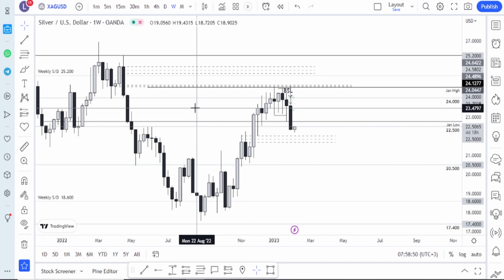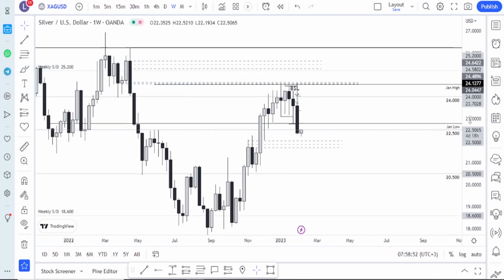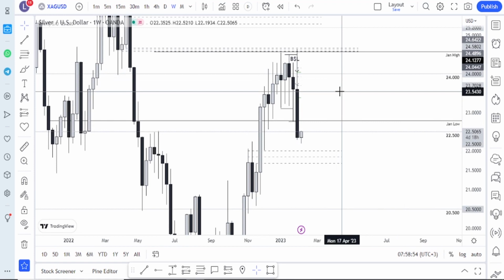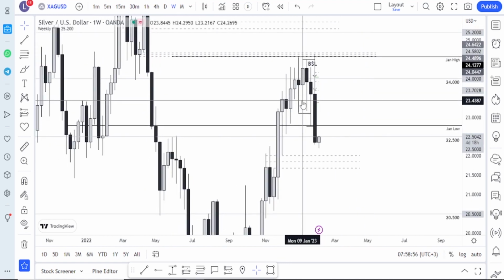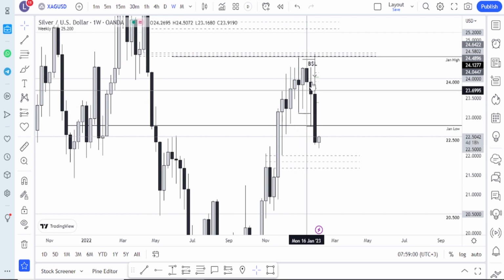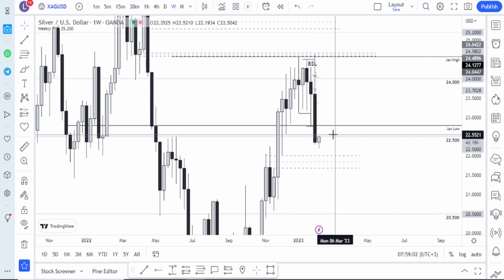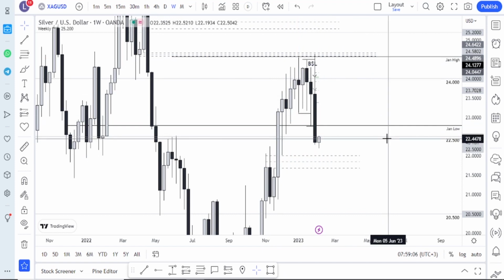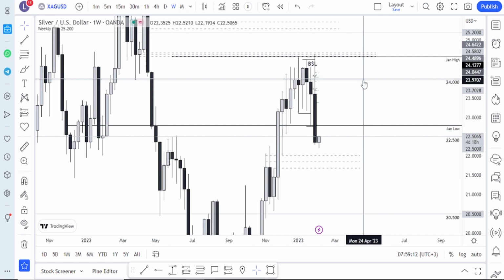We start on the weekly. You can see that after all this weakening to the downside, building up this sell side liquidity, price finally traded lower and took out those lows and has come back to the 22.5 level of supply and demand from the $24 level.